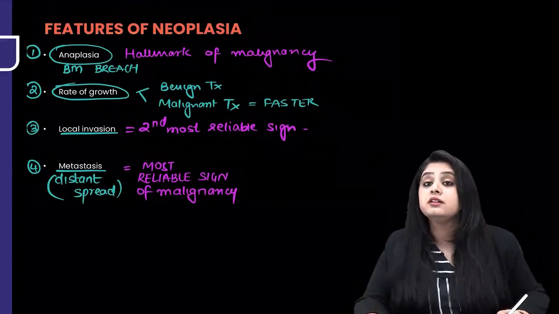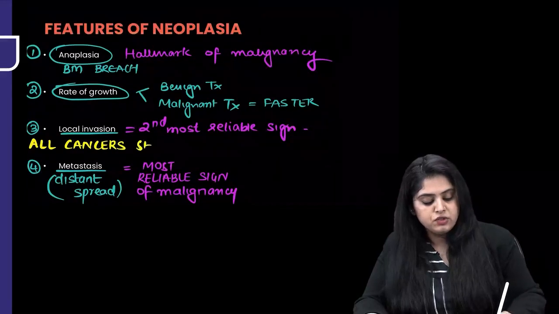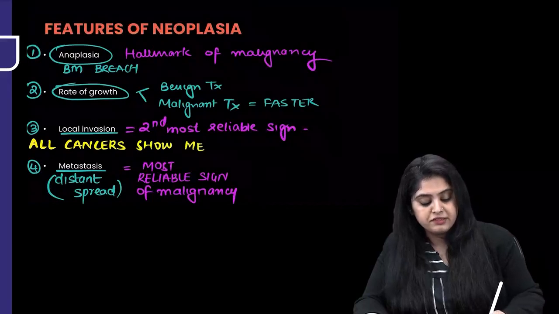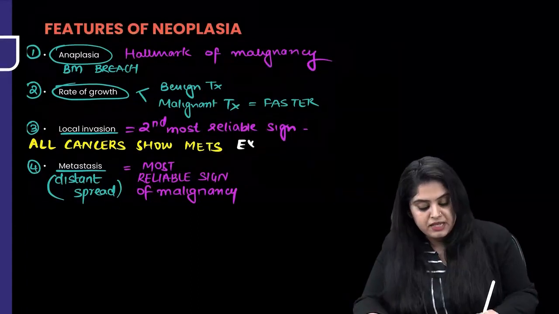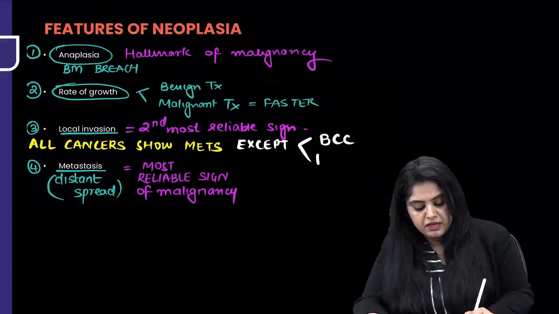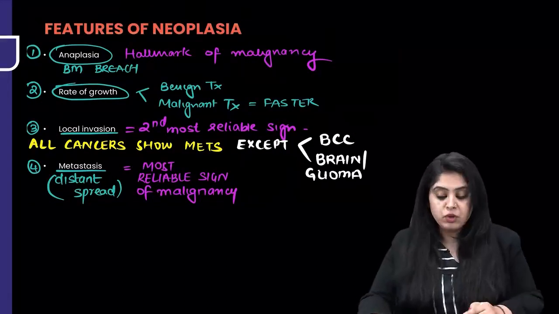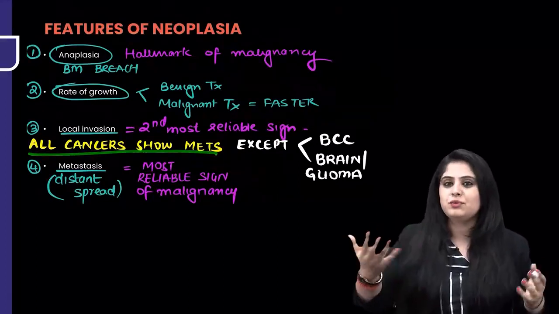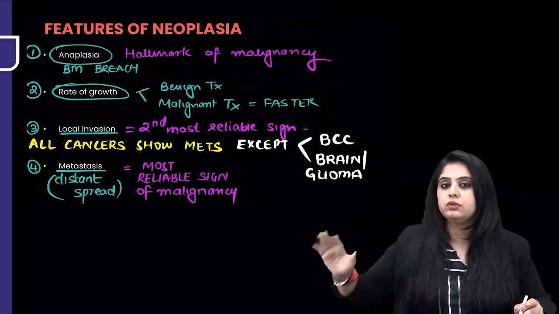But now comes a trick question. All cancers will show metastasis, but there is nothing called all in medicine, ever. There will be an exception, except two cancers, B and B: basal cell carcinoma and brain tumors. Brain tumors basically means gliomas. They do not show spread. Means what? All cancers will go, everyone wants to go to Goa, na? Wants to go to a distant place. All cancers will go to the brain, the lungs, the bone.